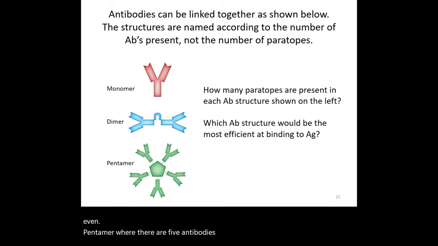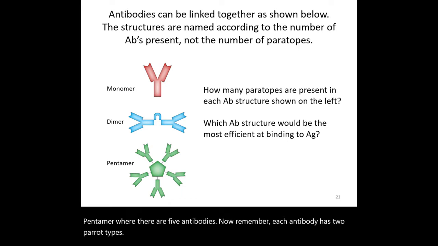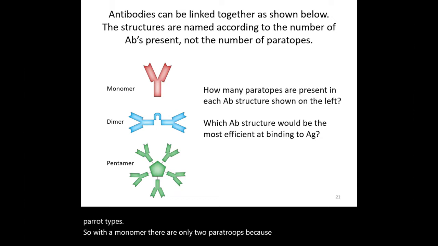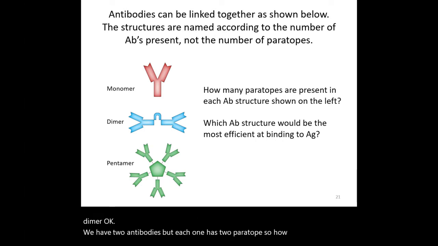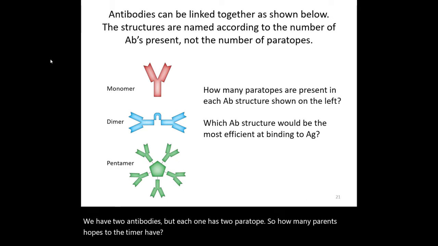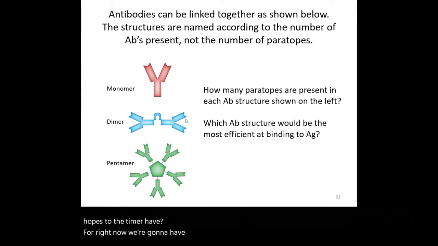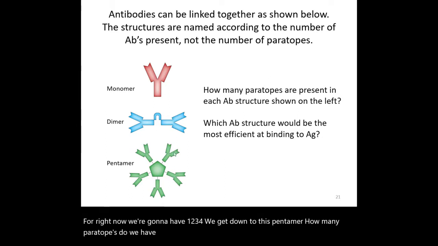Now remember, each antibody has 2 paratopes. So with a monomer, there are only 2 paratopes because it's one antibody. With a dimer, we have 2 antibodies, but each one has 2 paratopes. So how many paratopes does the dimer have? 4, right? We're gonna have 1, 2, 3, 4. If we get down to this pentamer, how many paratopes do we have? 10. 2 paratopes per antibody times the 5 antibodies.